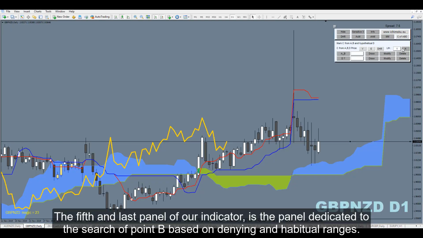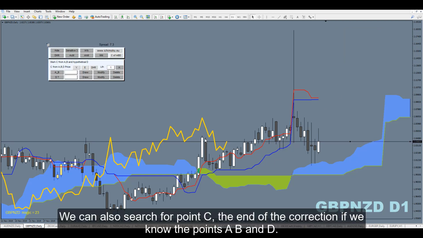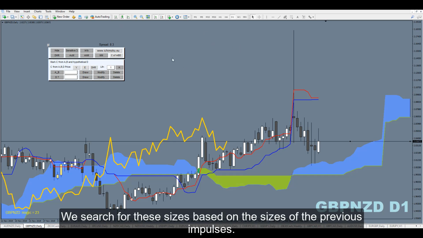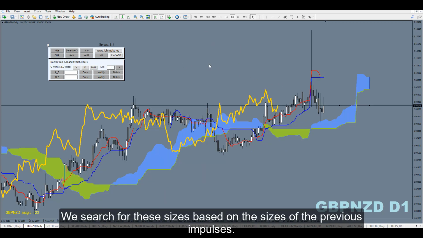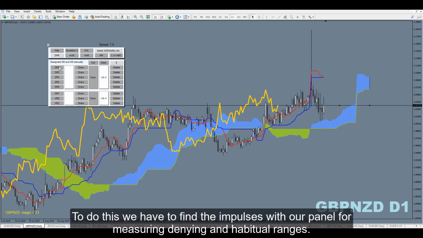The fifth and last panel of our indicator is dedicated to the search of point B, based on denying and habitual ranges. We can also search for point C, the end of the correction, if we know the points A, B, and D. We search for these sizes based on the sizes of the previous impulses. To do this, we have to find the impulses with our panel for measuring denying and habitual ranges.